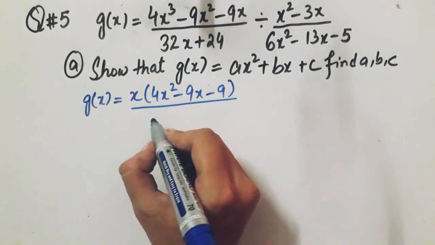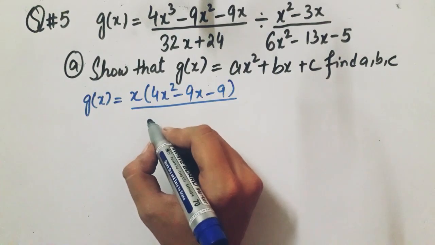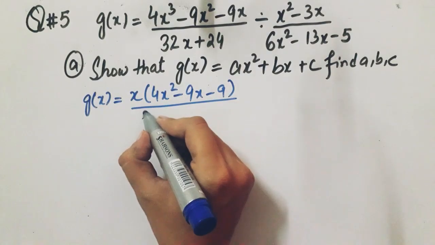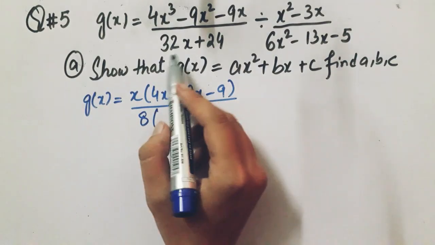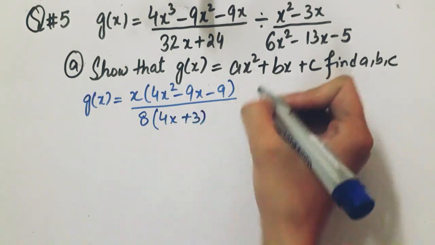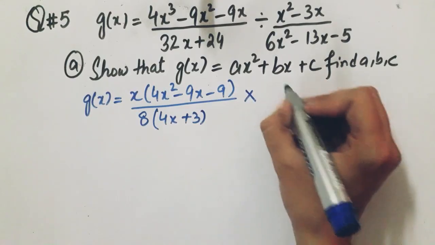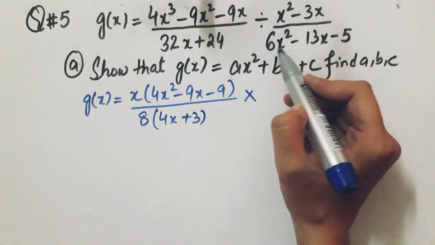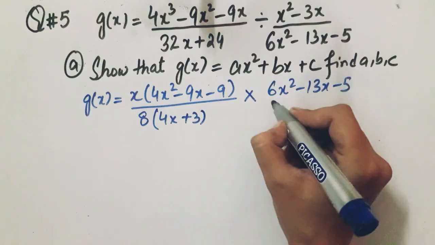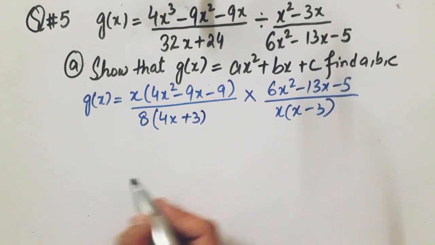And in the denominator, you will take x as common. 8 is common. x is common. 8x is common from this. And you get 4x plus 3. Here we will convert this to a multiplication sign, and then 6x square minus 13x minus 5, and in the denominator we will take x into x minus 3.